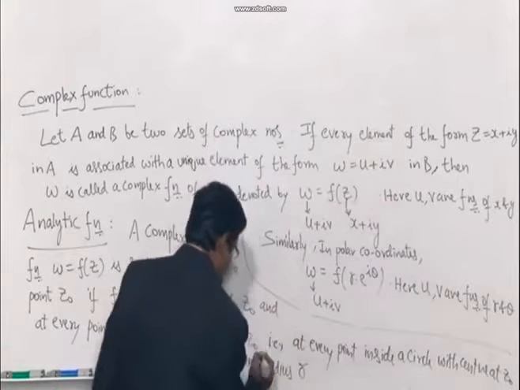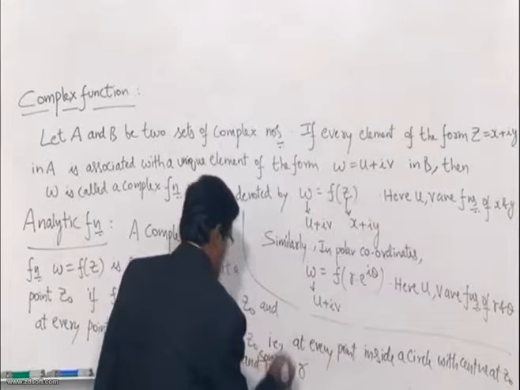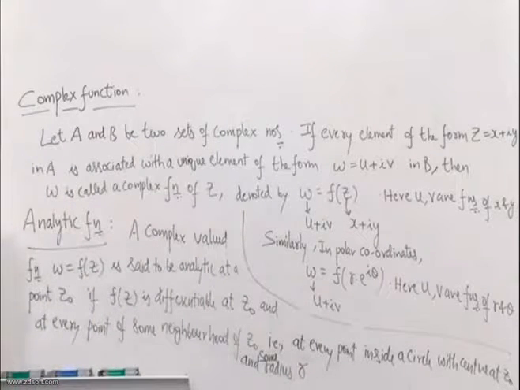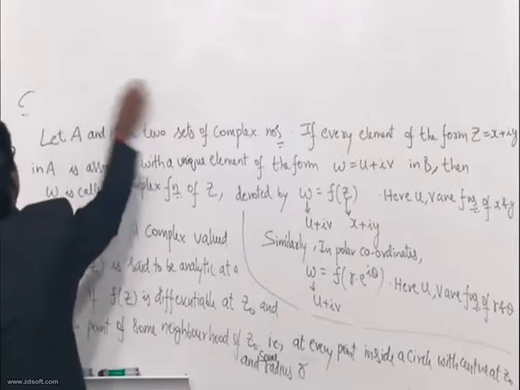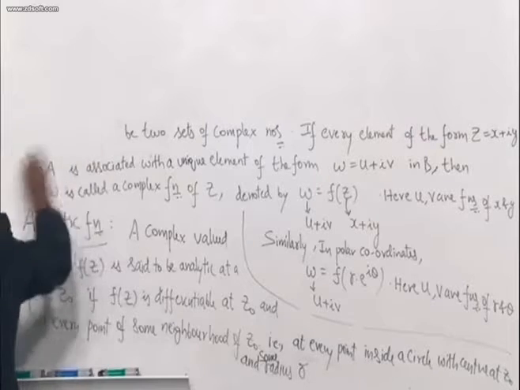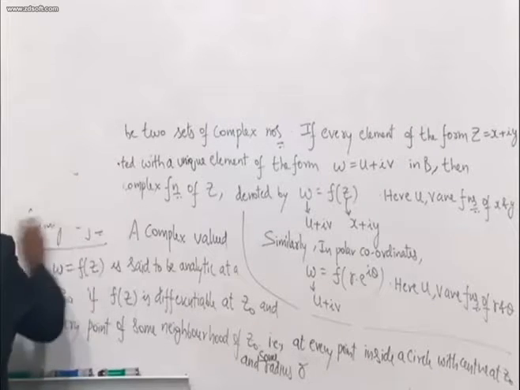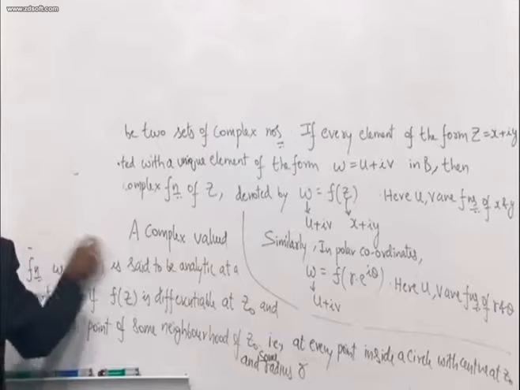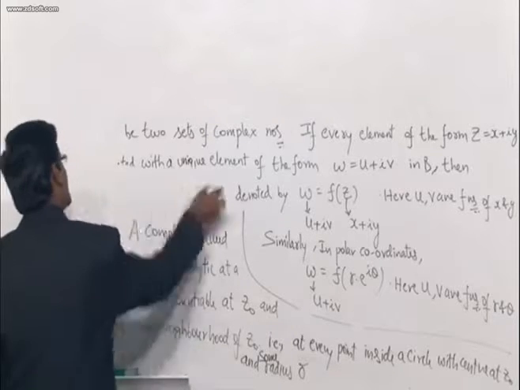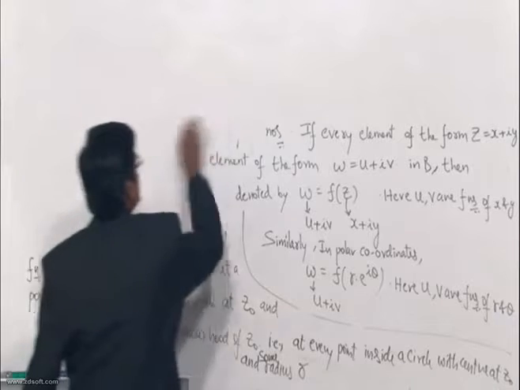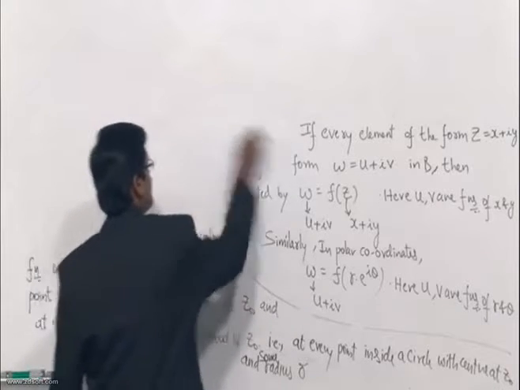Or you can write here some radius delta, because the center is the same. There are so many circles with the same center; that is called concentric circles. Only the radius varies. What are concentric circles? Circles having the same center but different radii.